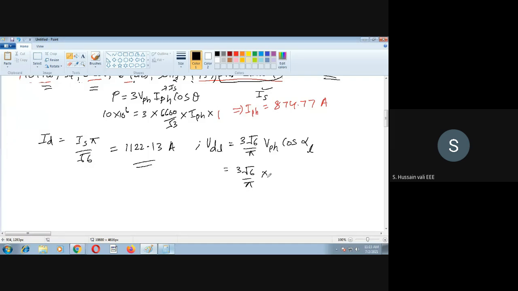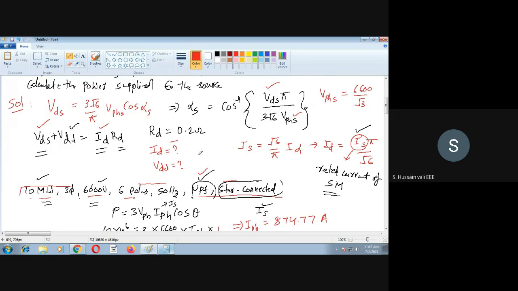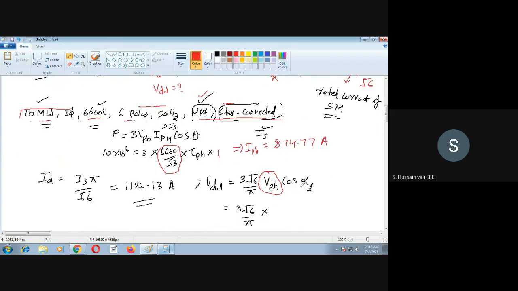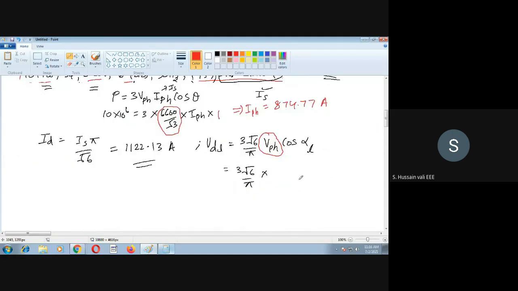To find this, first of all, what you require is this phase voltage. This is the phase voltage, it's important. So now you just go back to your phase voltage. What phase voltage did you get? You got 6600 by root 3, this answer we got. But is this the phase voltage you will take here or not? The question is why it is so.